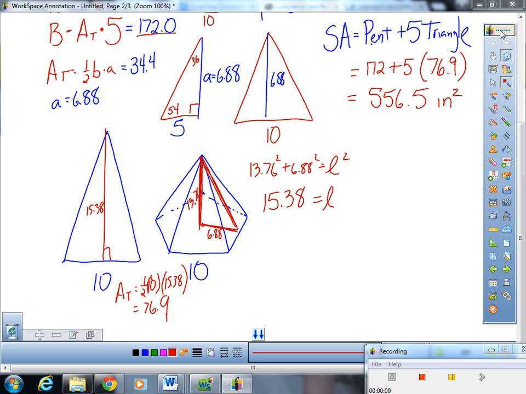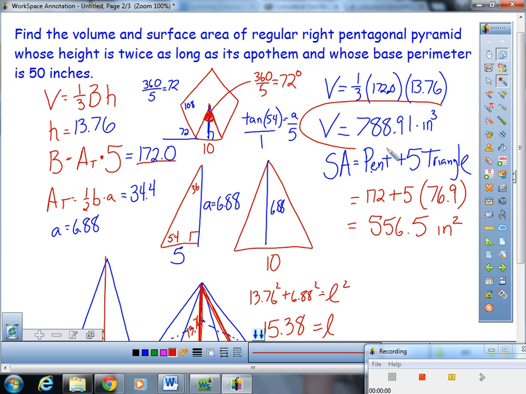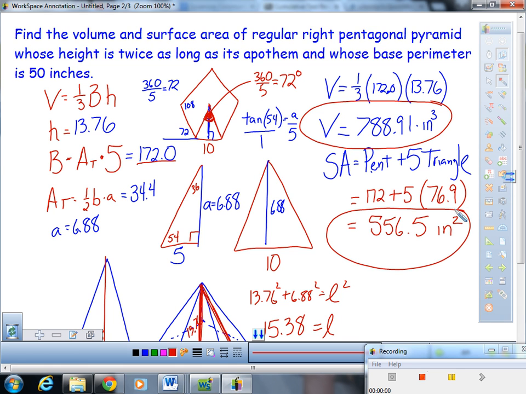Okay, so I'll scroll up. Here are your final answers to this question. That is the volume, and that is the surface area. Not bad, right? For something that seemed so daunting, we had very little given information, and we could do it. All right, let's do another one.